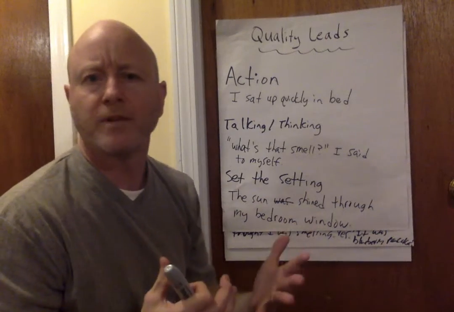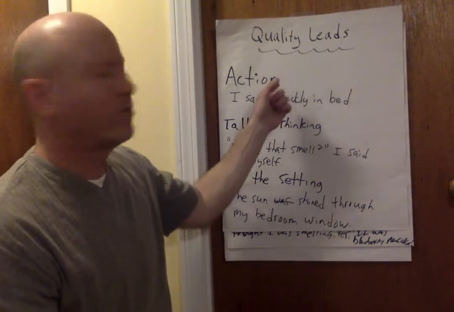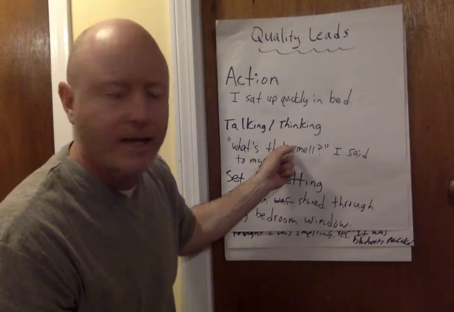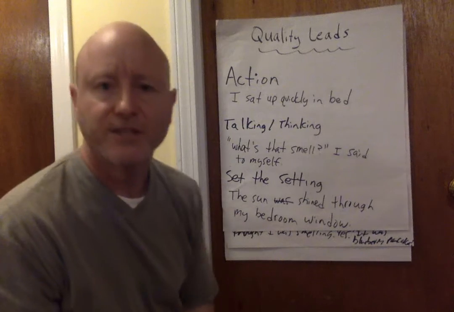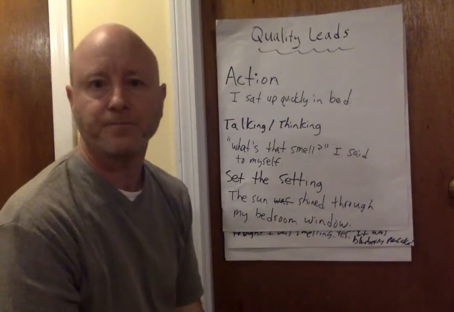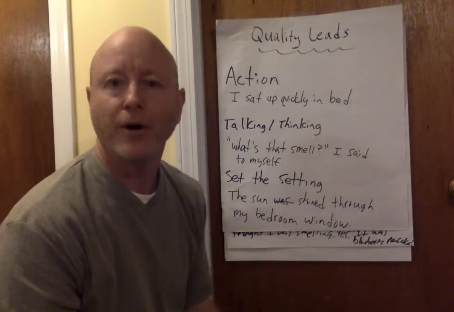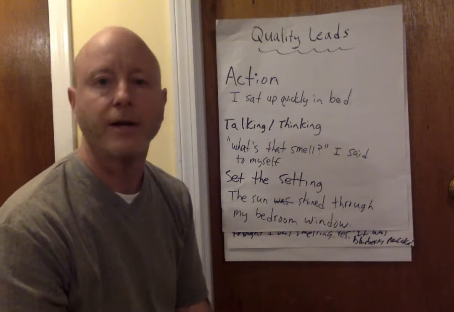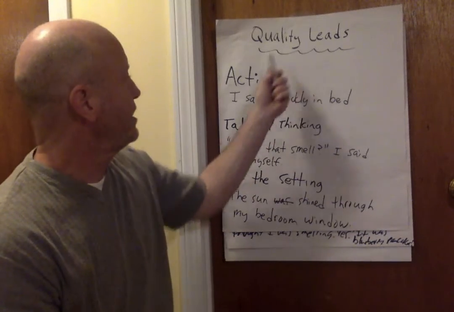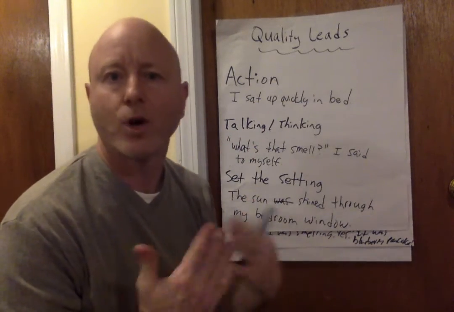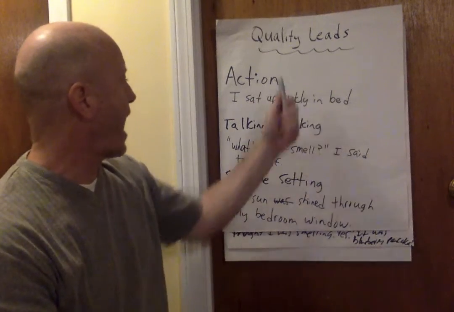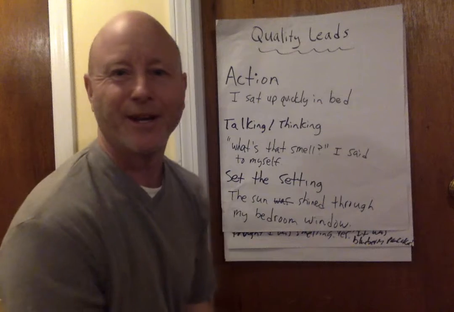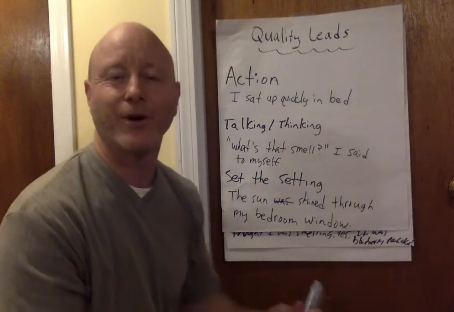Okay? So get your piece of paper, get your pencil, and try to write an action lead, try to write a talking, thinking lead, and then try to write a set the setting lead. Okay? Now, tomorrow, we'll take a look at how to write a quality closing. So again, for today, see if you could come up with 3 different quality leads, an action, a talking, thinking, and a set the setting. And tomorrow we'll take a look at our closing for our narrative.